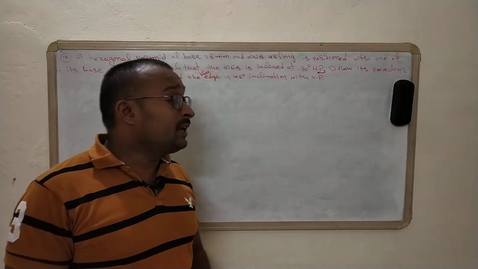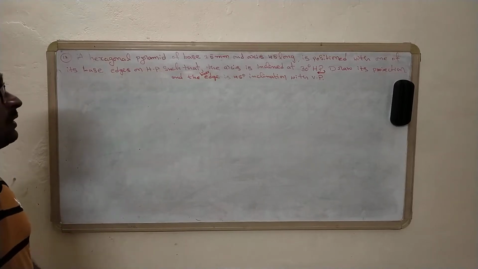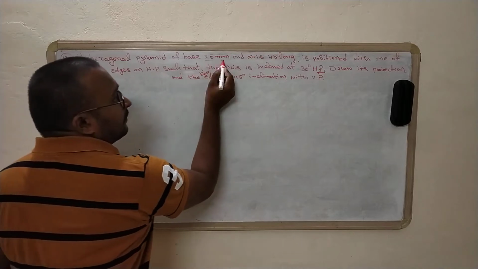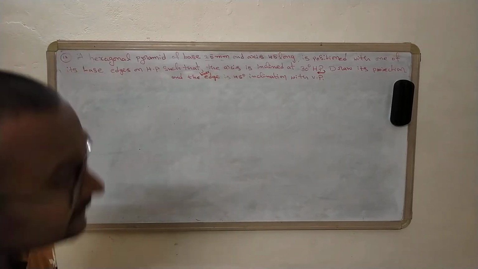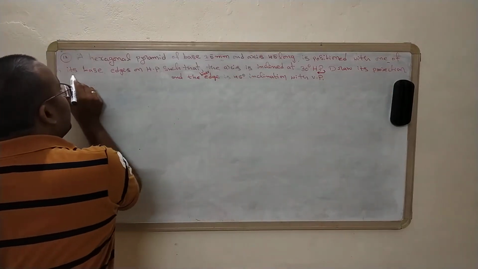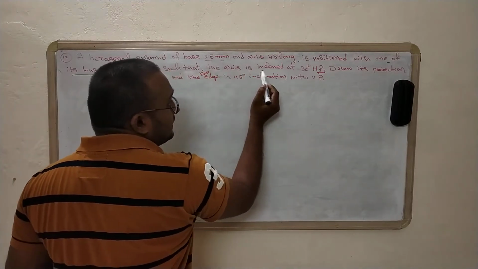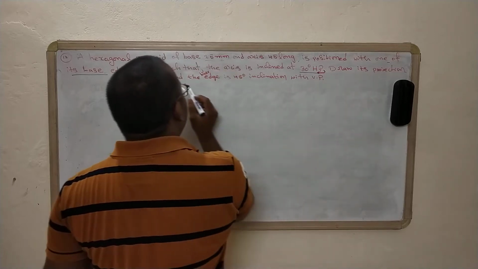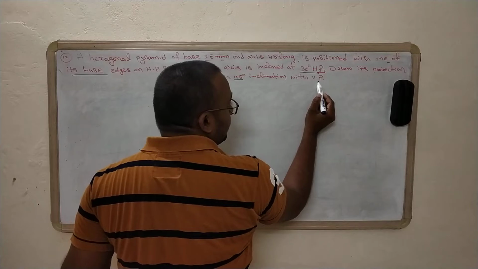Yeah, here you can see one more problem. A hexagonal pyramid of base 25 mm and 45 mm long is positioned with one of its base edges on HP such that the axis is inclined at 30 degrees to HP and the base edge is at 45 degrees inclination with VP.